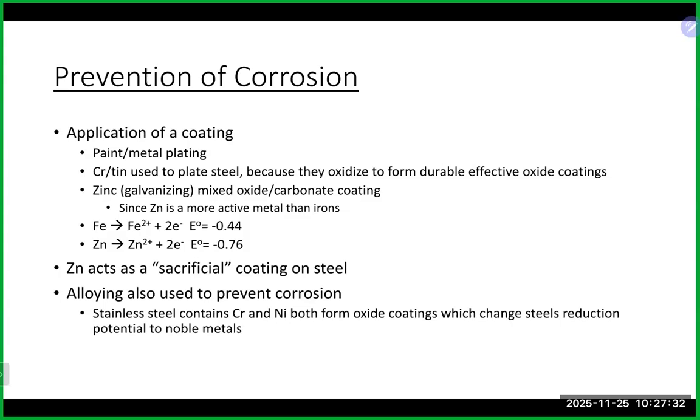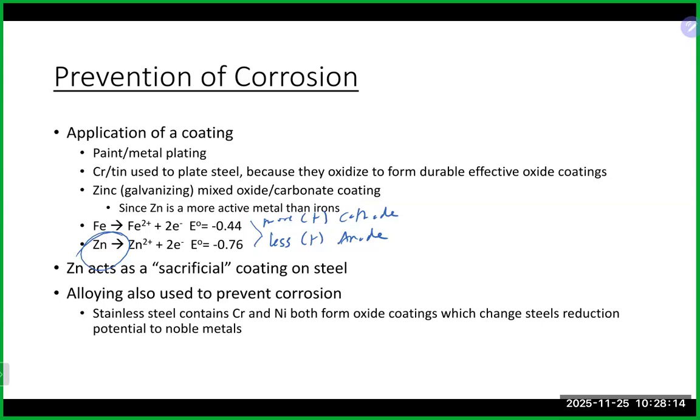Chromium or tin can be used to plate steel because they form a more durable layer that will protect it. Galvanizing also works, since zinc is a more active metal than iron. So when you galvanize something, you put zinc in there. Between zinc and the iron, the iron is more positive, which means it's going to move into the cathode role. The zinc is less positive, which means it's going to move into the anode role. And that is where your oxidation and corrosion is going to occur, for the zinc, a sort of sacrificial coating that will protect the metal underneath it.